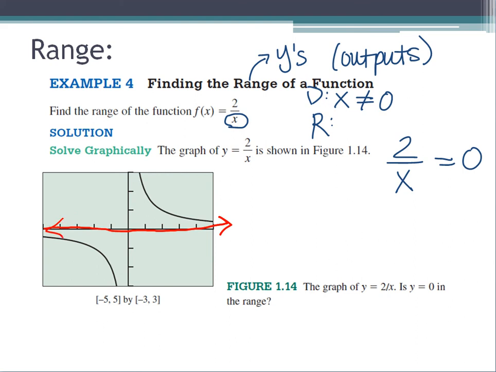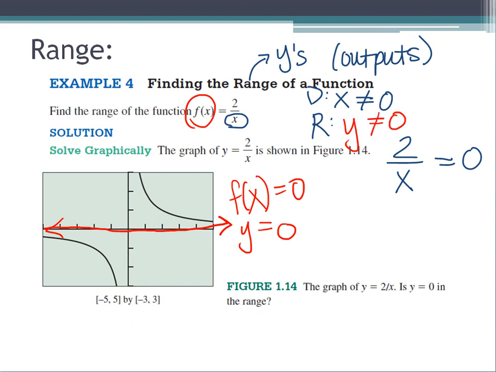And so we get a horizontal asymptote, if you remember. Alright, this is y equals 0. Or I guess you could think of it as f of x equals 0, since we're using the f of x notation. So we can see the range is all y's except 0 also, because 0 is not in the range. You can never get that out of this problem. Okay, that's it for this section.